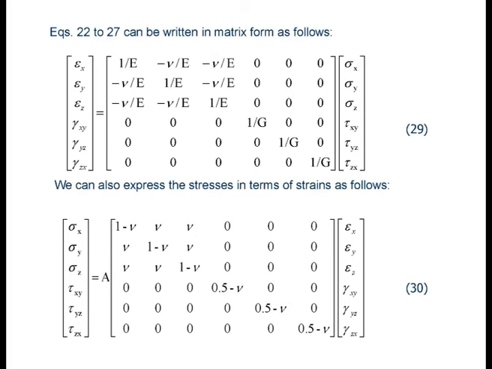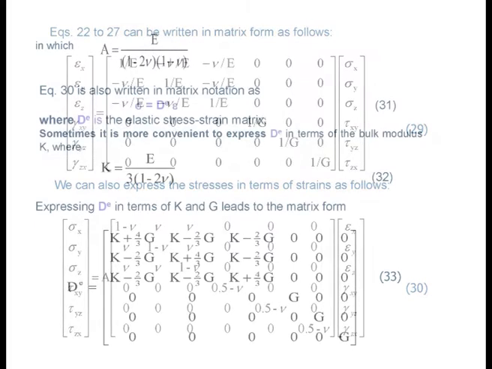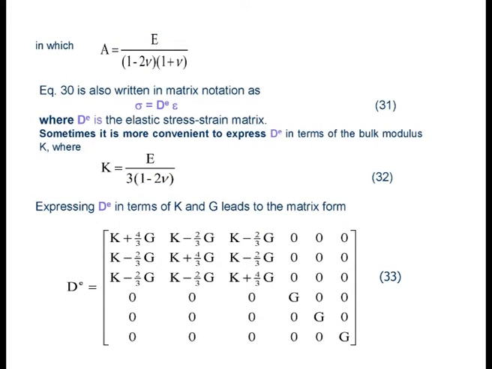This is the stress-strain relation. And A is a constant given by E over 1 minus 2 nu into 1 plus nu, where nu is the Poisson's ratio.